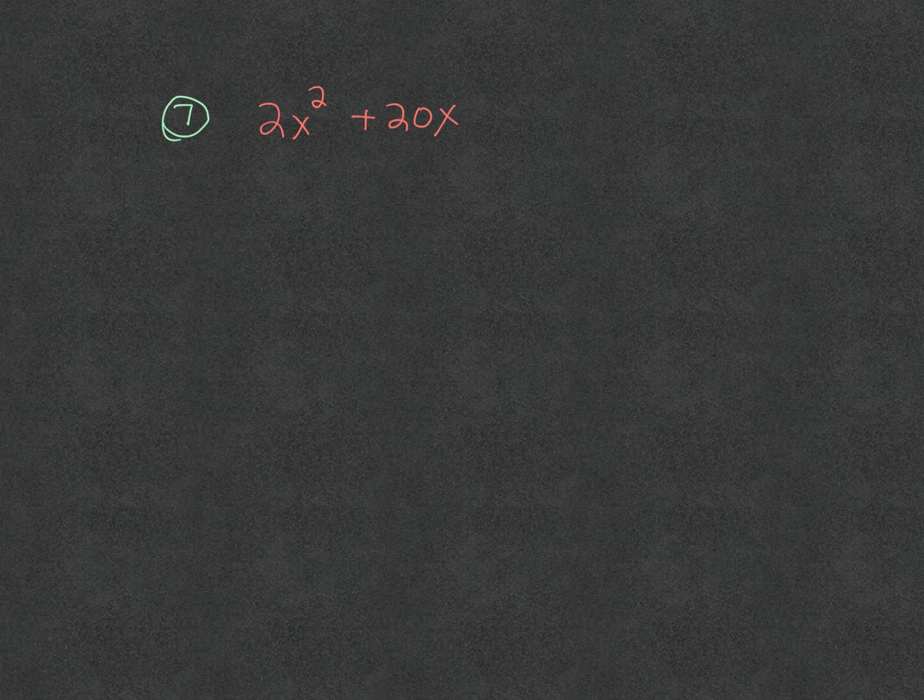All right, here's number 7. As soon as I look at number 7, I see 2 and 20, and I think greatest common factor. So looking at this one, my GCF between 2 and 20 is going to be 2. But then I also notice that there is an x squared and an x, and so I know my GCF is going to be 2x. And so if I look at this, I'm going to divide by 2x, divide by 2x.